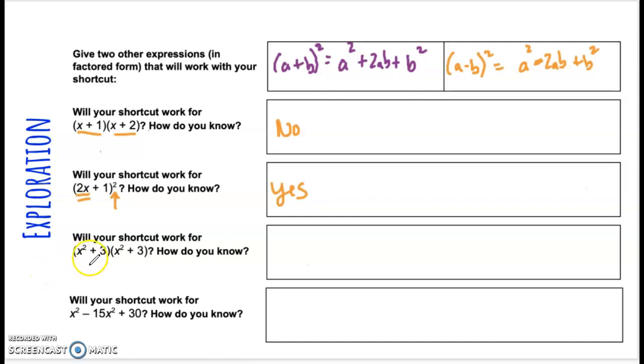Next, will your shortcut work for x squared plus 3 times x squared plus 3? How do you know? Yes, because we can write that as x squared plus 3 squared, so it is a perfect square, but again, we have to be cautious with that x squared term. That's that a term.